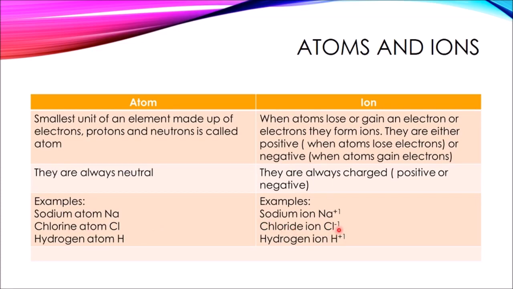What does 1 negative charge mean here? The negative charge will always mean that the electron is gained. On gaining an electron, a negative charge comes; on losing an electron, a positive charge comes. Hydrogen atom is H, but the same hydrogen ion will be H plus 1. So hydrogen forms a plus 1 ion.